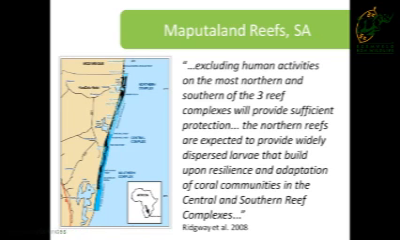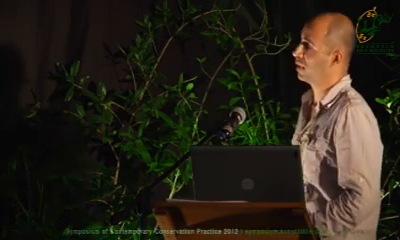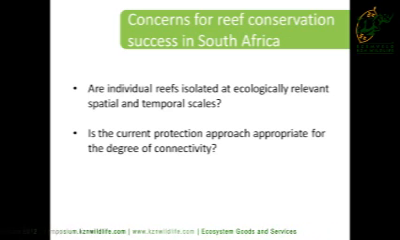However, with that information that I showed you at the beginning about genetic connectivity, there are some questions about this assumption, whether there is actually that north to south flow of any larvae, if at all. So that brings us to these two main concerns for reef conservation: are individual reefs isolated at ecologically relevant spatial and temporal scales, and is the current protection approach appropriate for the degree of connectivity that we see in our reefs? So to do that, I chose two species.